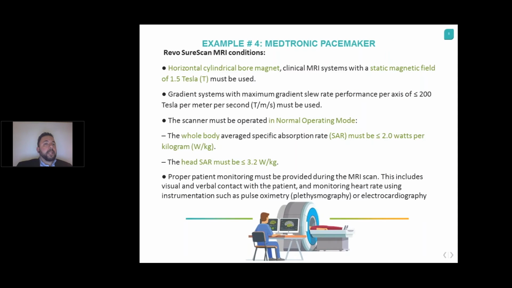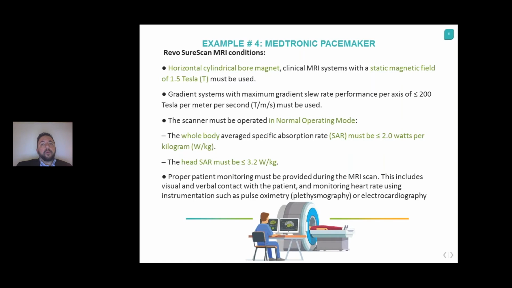Another particular example is our Revo SureScan MRI. Again, when we started out in MR, 20, 30 years ago, pacemakers, defibrillators, implants of that nature were never able to be imaged. Now, under strict MRI conditions, there is compatibility with MR scanning. Horizontal cylindrical bore magnets. So again, no compatibility to a vertical field. Has to be a horizontal static magnetic field.